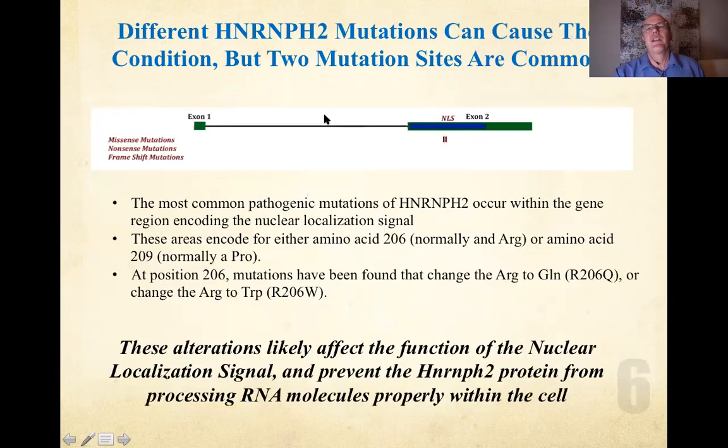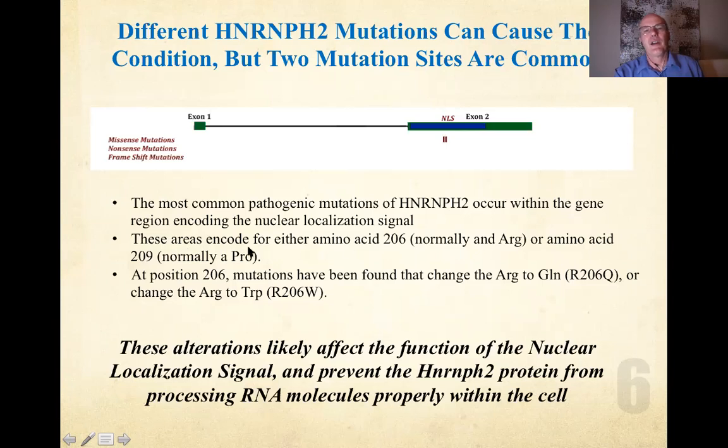Now, we know that there are different mutations of HNRNPH2 that do cause the condition, but two mutation sites within the encoded protein seem to be very common. Those are illustrated here with these two hatch marks. These are missense mutations where a single amino acid is changed. And in each case, it resides within this nuclear localization signal sequence. The most common pathogenic mutations seem to occur within this nuclear localization signal.